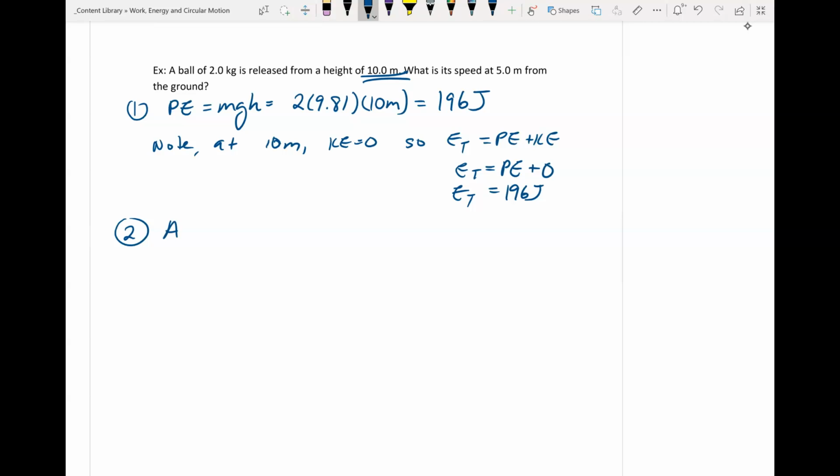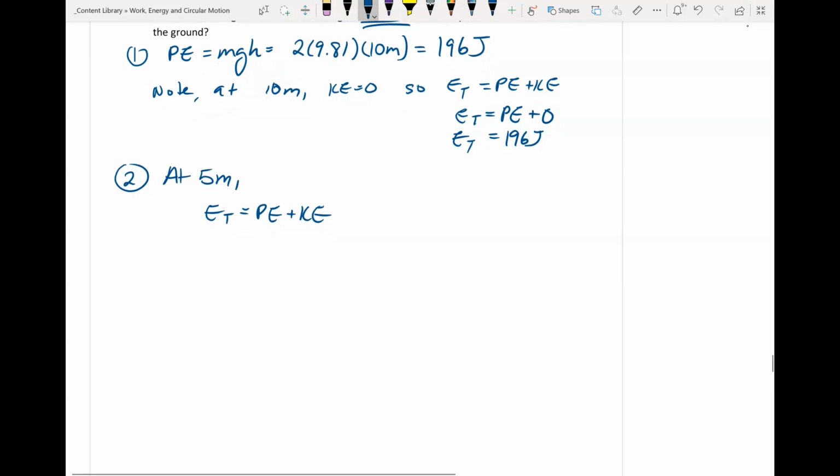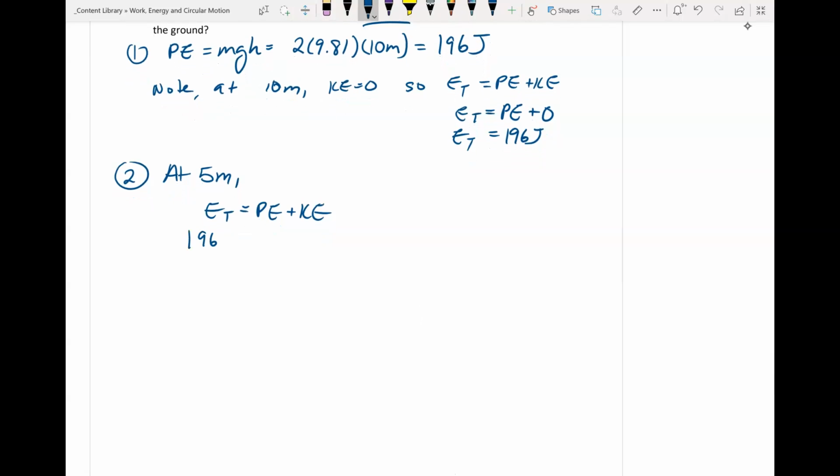Okay, so now let's look at the scenario when we're at 5 meters, because we're trying to find the speed at this time. We know that the entire energy is the sum of potential and kinetic energy. And we also know the entire energy is going to be 196 joules. And that's what we got from part 1. I'm going to replace potential energy with its formula of mass times acceleration due to gravity multiplied by our height, plus the formula for kinetic energy, which is a half mass times velocity squared.